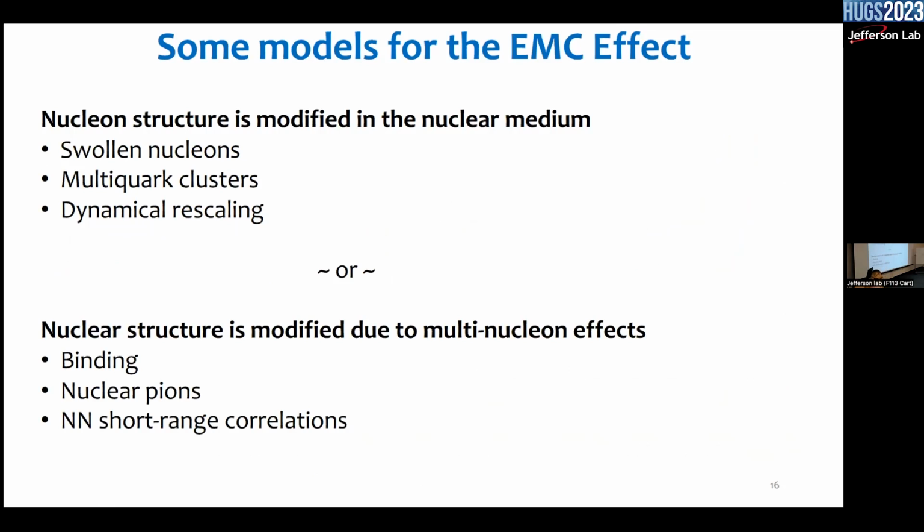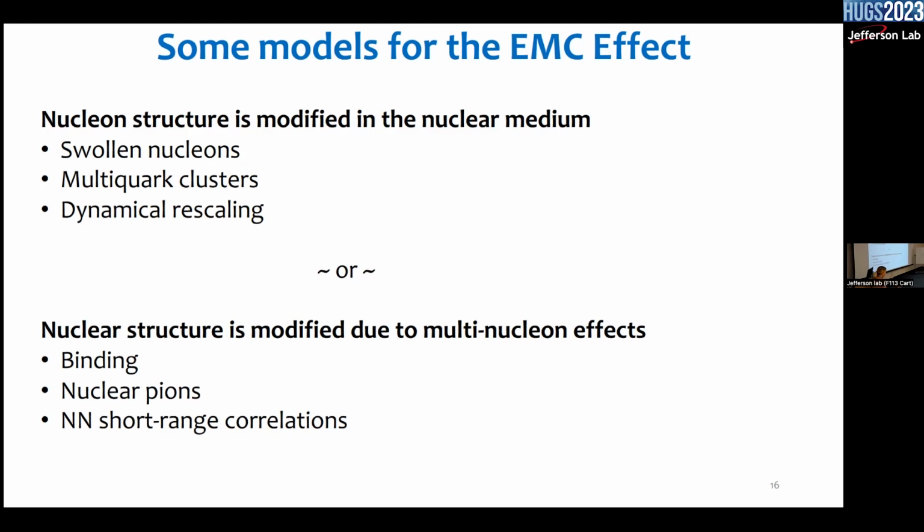There are a lot of different models for the EMC effect. I won't go through all of them, but there are some leading ideas. One is that the nucleon structure is modified, the idea of a swollen nucleon. If confinement is related to the density, then if it's swollen, you would have a deconfinement of the valence quarks, and that would be the loss of the momentum that they're carrying. You can have multi-quark clusters, the idea that instead of just three-quark color singlets, you could have 6, 9, or 12, something much higher, and then they would spend more time interacting and overlapping in these distributions, causing some of the things that we see with the EMC effect.